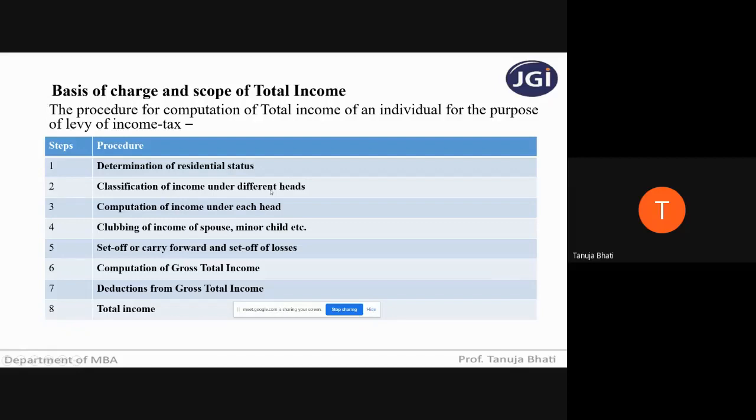So different heads we are going to study individually under separate modules, separate units we have for that. As of now, for this unit, just remember there are five heads of income. Income from salary means all that income that an employee is receiving from an employer will fall under the head salary.